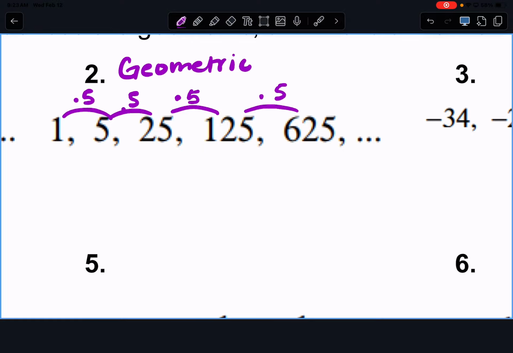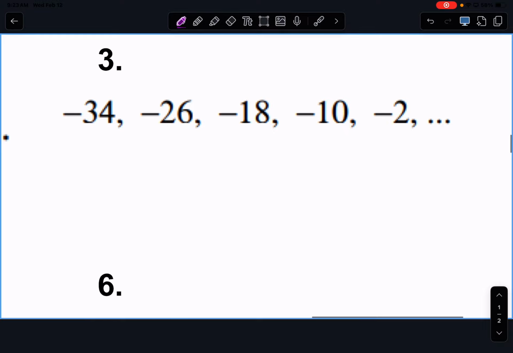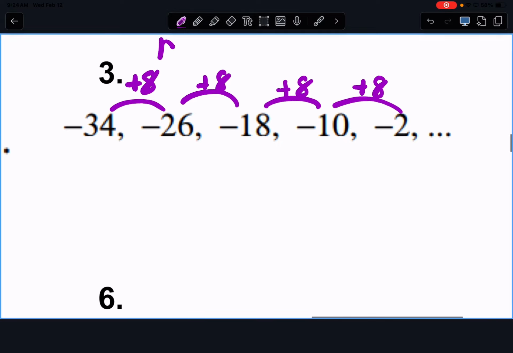All right, for number 3. It's plus something. What is it plus? 8. Plus 8 each time. So what does that make this one? Arithmetic. Why? Because it's adding? Yep.